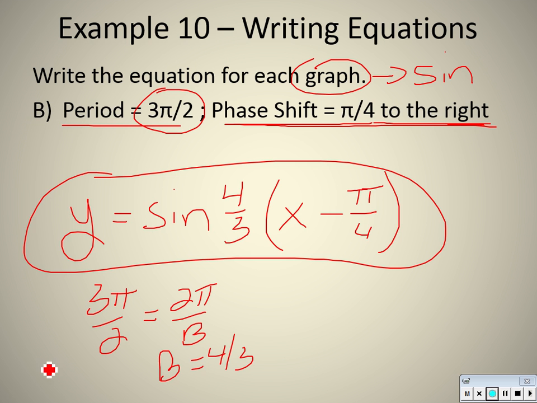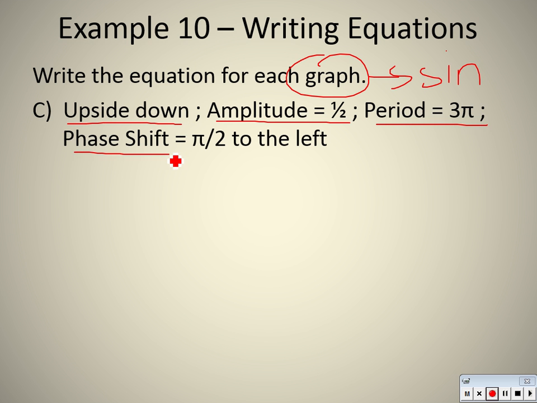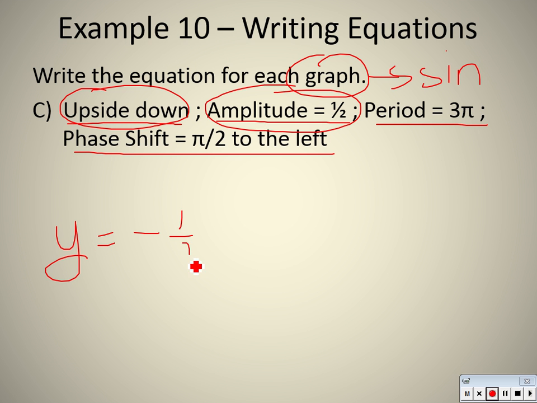For part C, a couple different things are happening here. So once again, we're still going to continue with this as a sine graph. With this, I have a graph that's upside down, has an amplitude of 1/2, a period of 3 pi, and a phase shift of pi over 2 to the left. So I have a lot of different things going on with this. So I have y equals, and I'm going to start this with a negative since it's upside down. And if the amplitude is 1/2, that's going to come next. Then I have my sine function.